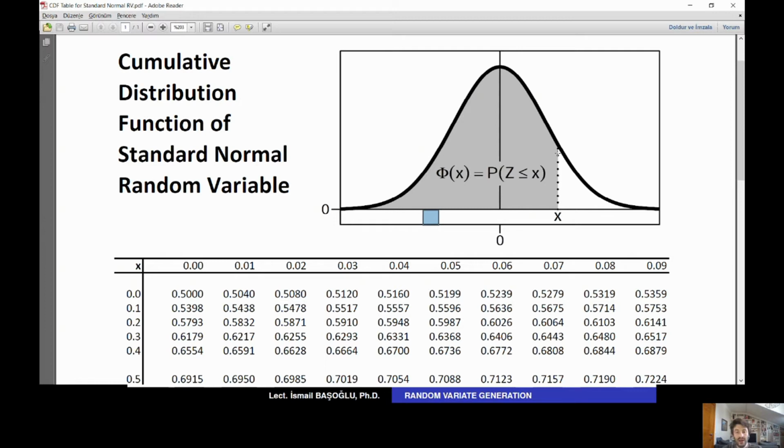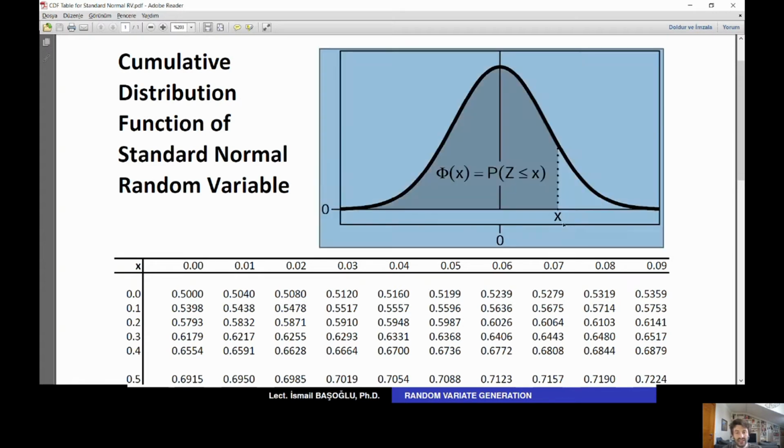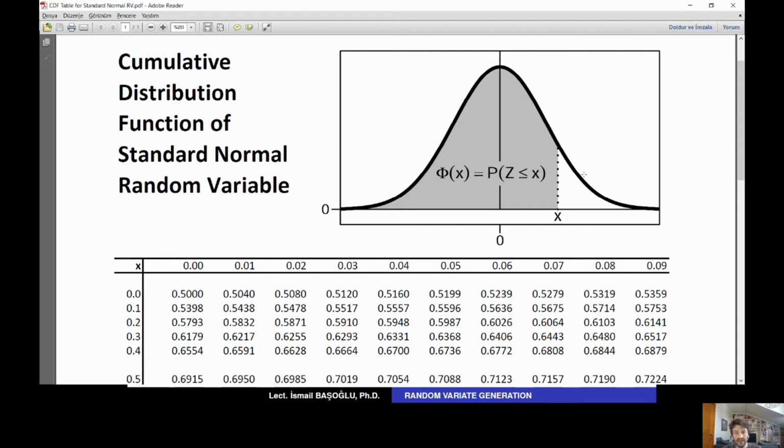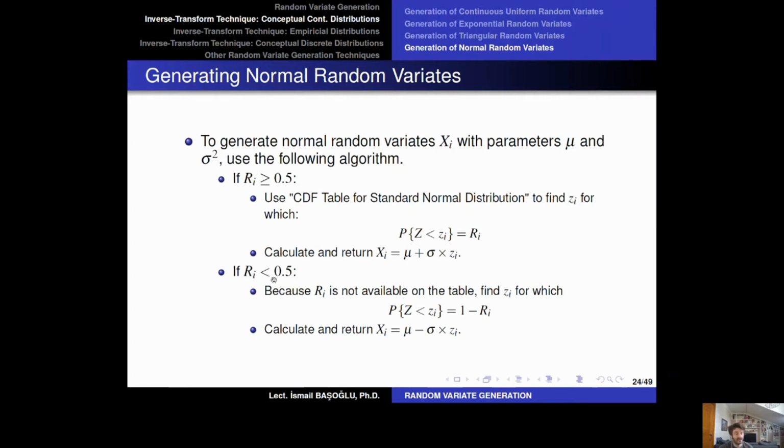Because if the area on the left-hand side of x is 1 minus Ri, this means the area on the right-hand side will be equal to Ri. And due to the symmetry, the area on the left-hand side of minus x will be Ri as well. So basically, if the random number is less than 0.5, first you calculate 1 minus Ri, the complement probability, and then search for the critical Z for that value. Then you take the negative of that Z value. Therefore, the generated random variate will be calculated as mu minus sigma times Zi.